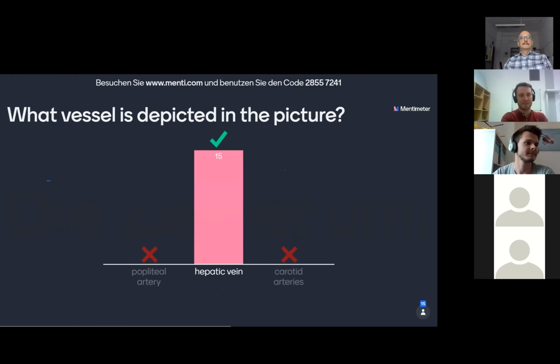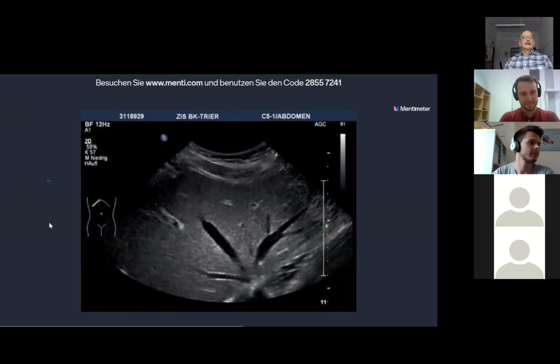Yeah, everyone is right. Everyone is familiar with the standard ultrasound. Very nice. And we can see it again, what all was right. These three thick vessels in the area of the liver, the hepatic vein star.